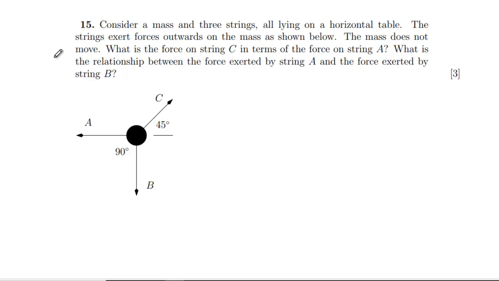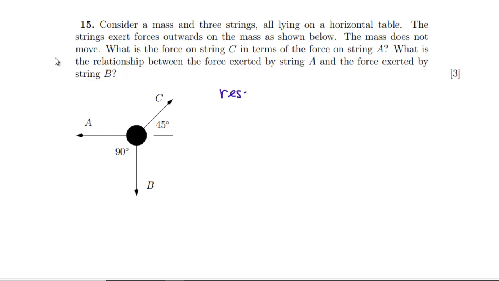Question 15. Consider a mass and 3 strings all lying on a horizontal table. So we don't have weight in play then. We've got mass, but we don't have weight in play. The strings exert forces outwards on the mass as shown below. The mass does not move. What is the force on string C in terms of the force on string A?